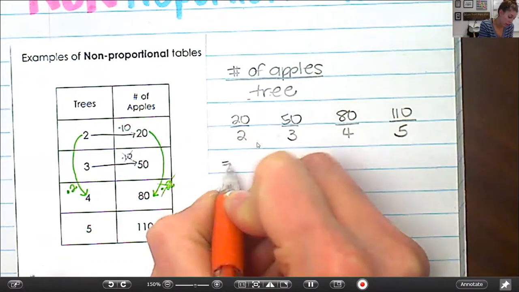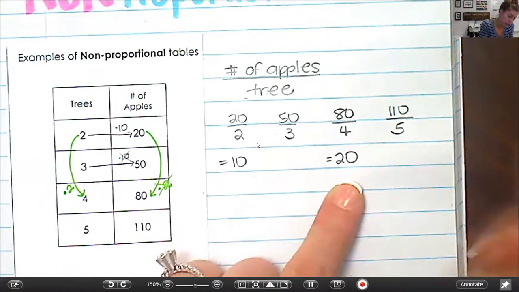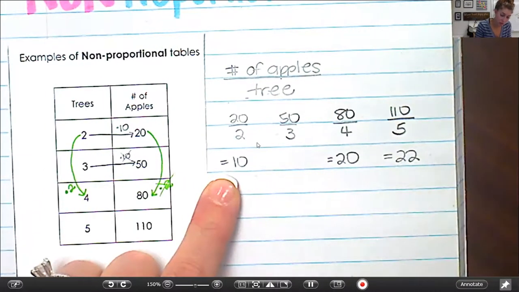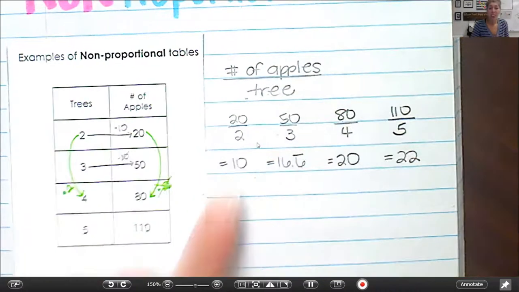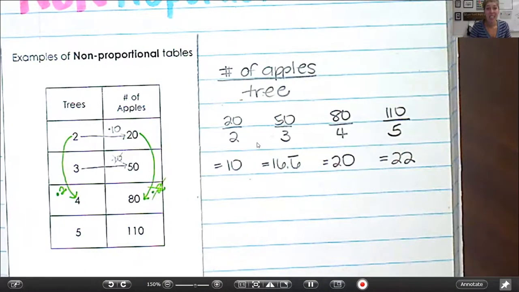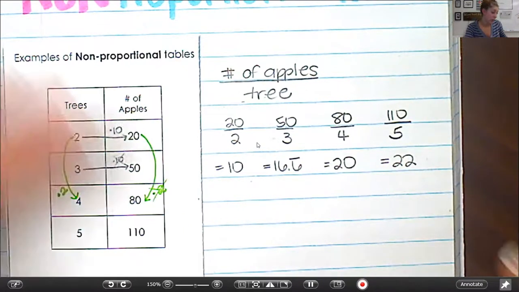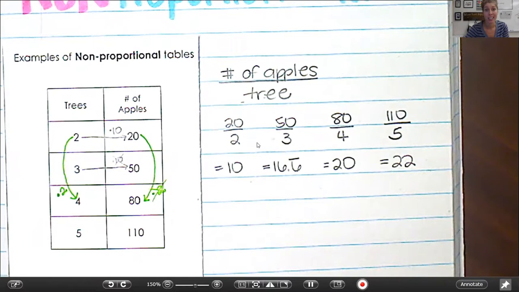All right, so 20 divided by 2, I know is 10. 80 divided by 4, I know is 20. This one's 22. And the only gross one, 16.6 repeating. So not only are they not proportional, but every single one is different than each other. And I really wish I hadn't done all of them different, because I want you to be aware there can be two that match in a table. But if I put another one in, it doesn't. It's all or nothing. Okay. So no matter what, make sure you check all the different spots in that table.